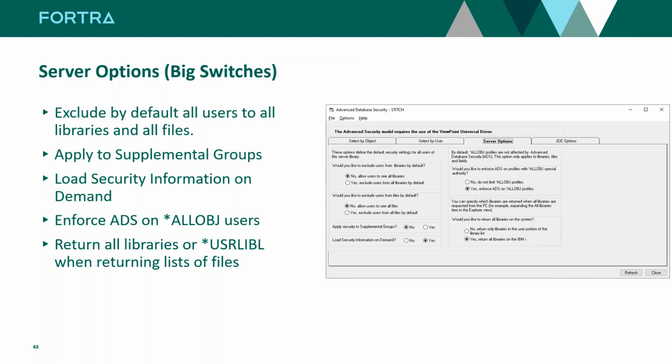The Server Options tab enforces big switches as opposed to security functions on specific users. Options include excluding by default all users to all libraries and all files, apply security to supplemental groups, load security information on demand, enforce advanced data security on star all object profiles. If the application vendor requires user profiles at star all object level, ADS can offer the ability to query at a more limited level and return all libraries or star user library list when returning a list of files when creating a view for files.